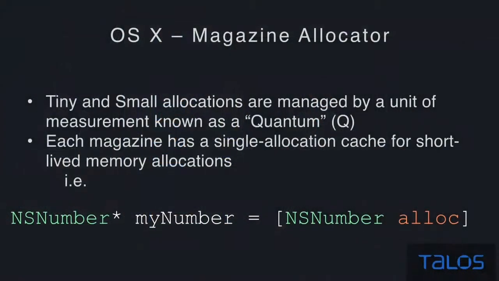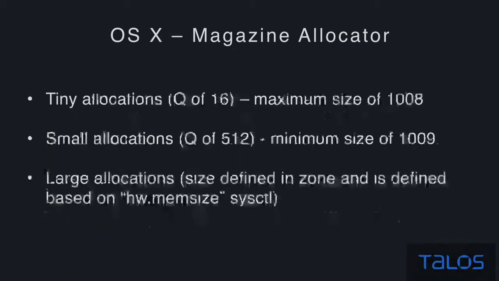Tiny and small allocations are managed by a size called quantum. From now on, anything I say as far as size, I'm going to say size 1. When I say size 1, I mean size 16. You can just take whatever number I say and multiply it by 16, because the quantum of a tiny allocation is 16. We're going to talk mostly about tiny allocations, not too much about small allocations. And large allocations, while potentially useful for exploitation, are not going to be discussed in this talk because they're irrelevant for what I was doing.